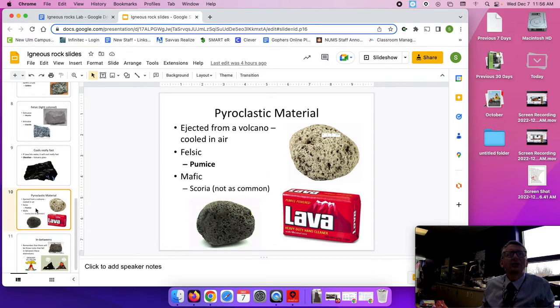And then the last one is pyroclastic material. Okay, pyro means fire, clastic means rock, and material. And we are only going to talk about pumice. Okay, so pumice is a rock with a whole bunch of air holes in it, and it is going to float in water. So pumice is our only one. And actually pumice is in lava.